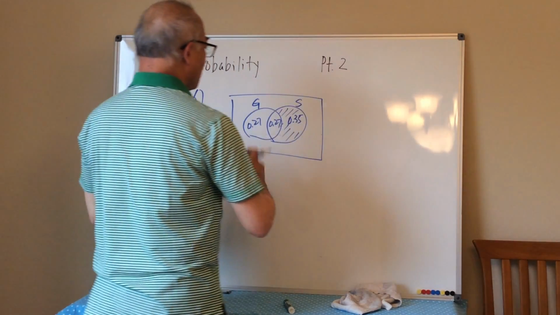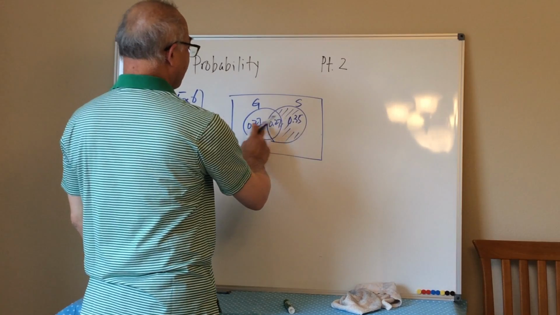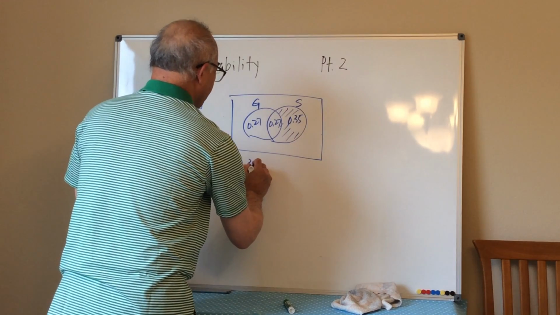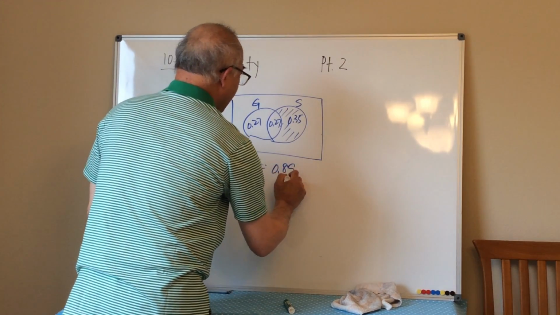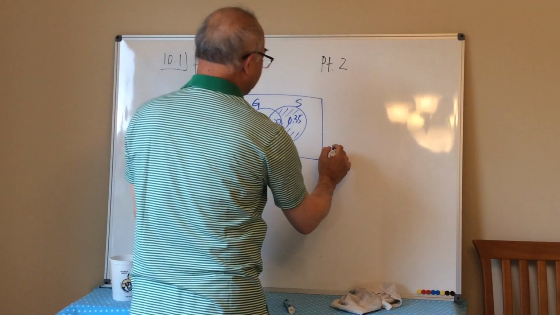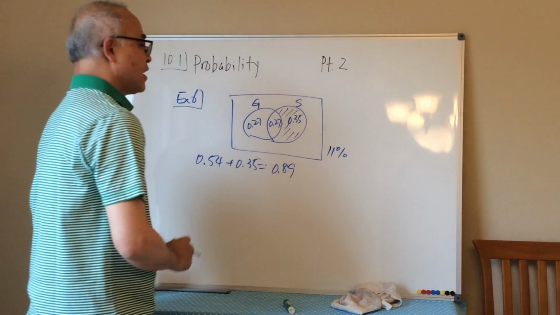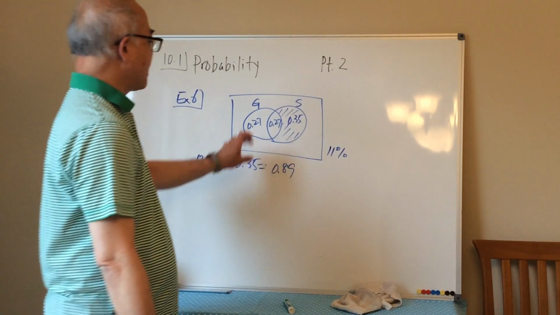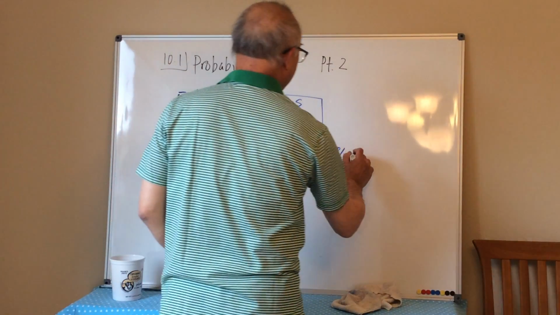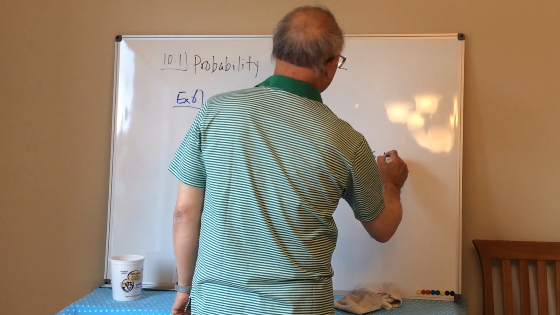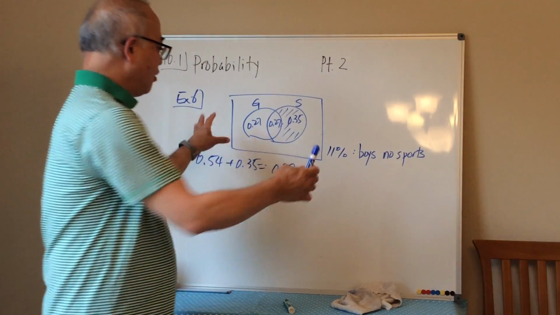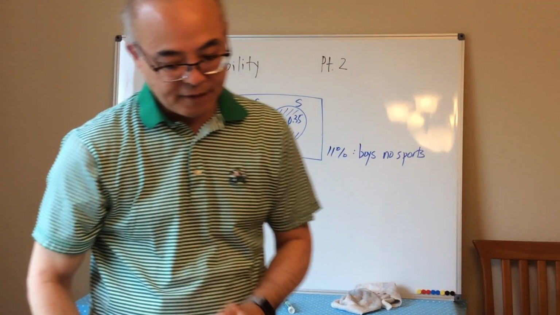All right. So now also notice that when you add these together, what do we have? I have 0.54, plus the 0.35, I get 0.89. So in other words, at the periphery here, I have 11%. So what are those people? Those people who are not girls, nor do they play sports. So the 11% here are the boys who do not play sports. It's kind of an overview or overlay of what we're looking at here.